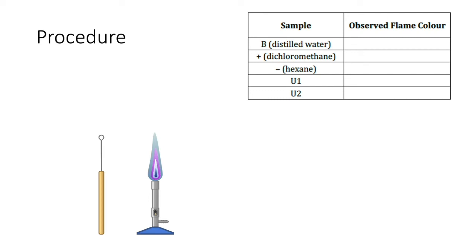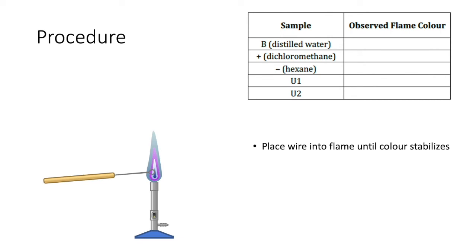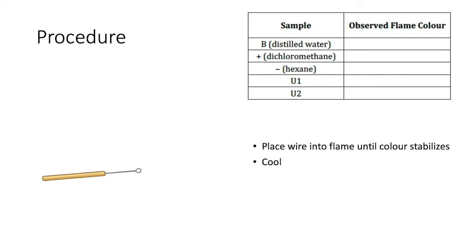To start the test, you should make sure your wire is uncontaminated. You can rinse it with some distilled water, and then place the wire into the flame and hold it there until the color of the flame stabilizes. It'll probably stabilize to an orange color. Once the color is stabilized, remove the wire from the flame and allow it to cool. This will take longer than you expect.